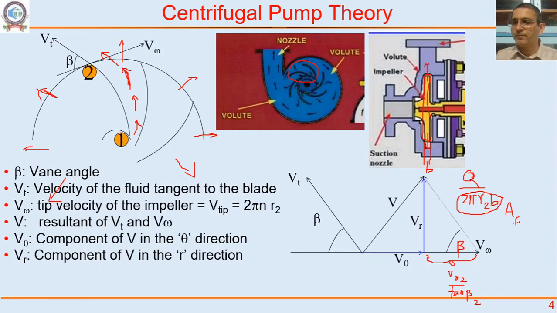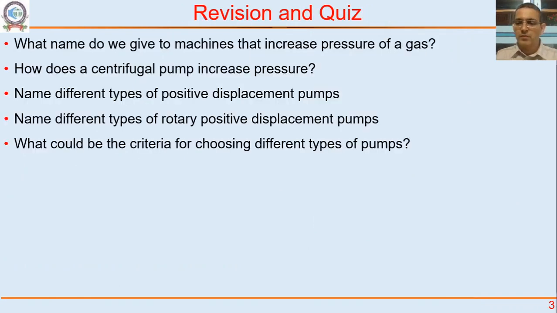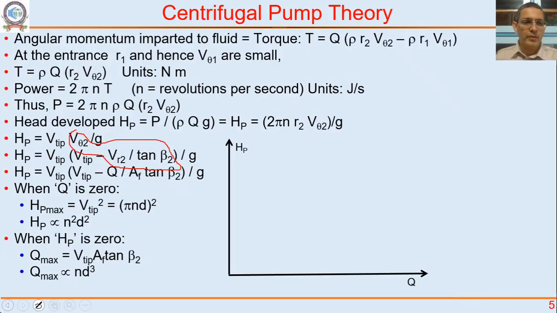AF. So, let's just rub this. VR2 I am going to replace by flow rate divided by AF, and tan beta 2 is there as such. Now can I plot this equation? This equation, what does it tell you?